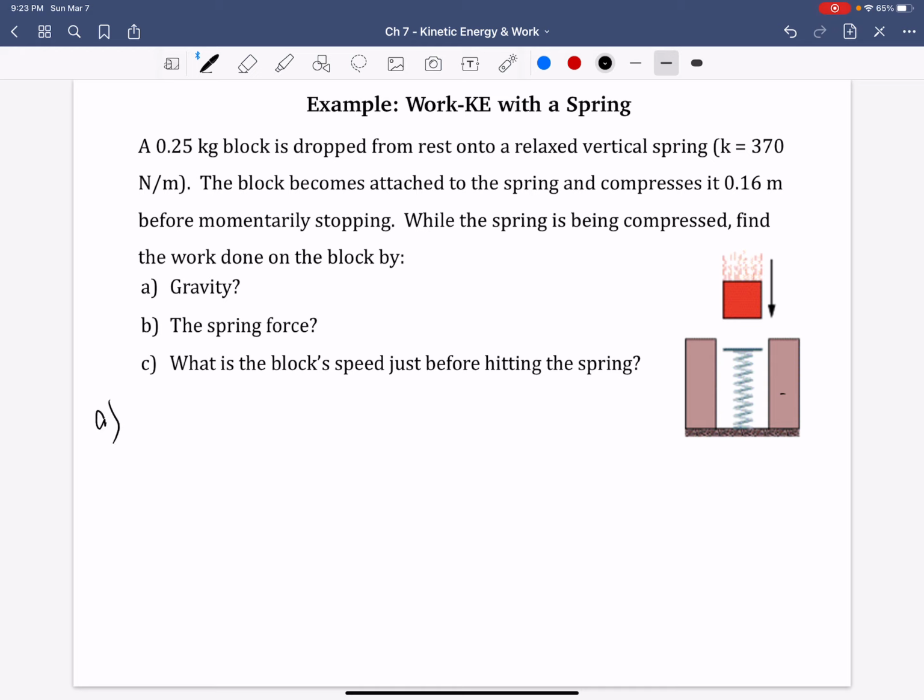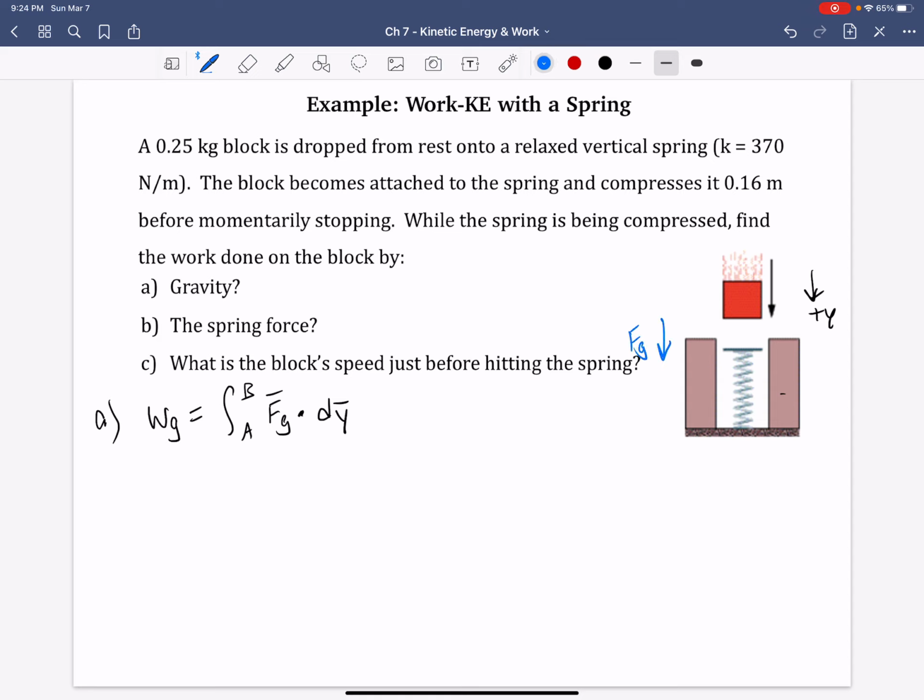Part A here, what's the work done by gravity? Well, work is always the integral from A to B of some force, in this case gravitational force, dotted with the displacement. In this case, I'll use y because let's use down as our positive y direction. So let's evaluate the vectors here. The gravitational force is pointing down. Let me go ahead and write that.